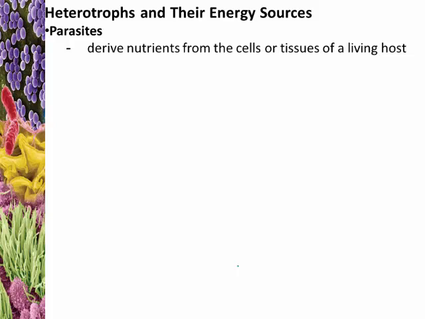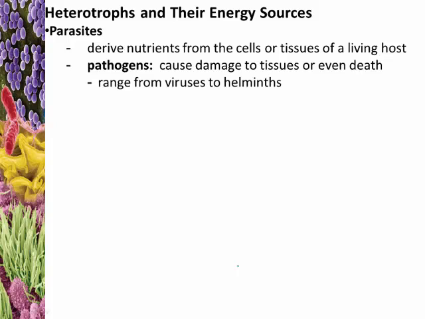Let's talk about the parasites a little bit more. Again, deriving their nutrients from the cells and tissues of a living host. Okay. The pathogenic parasites will cause damage as they derive their nutrients from their living hosts. Viruses, helminths, protozoa, we know lots of different types of pathogens. Okay. What we term ectoparasites, which live outside of the body. Think mosquitoes, leeches. Things like a superficial fungal infection would be ectoparasite.